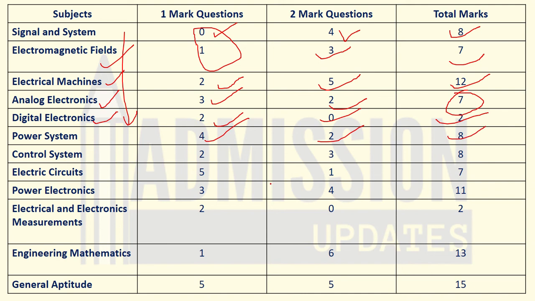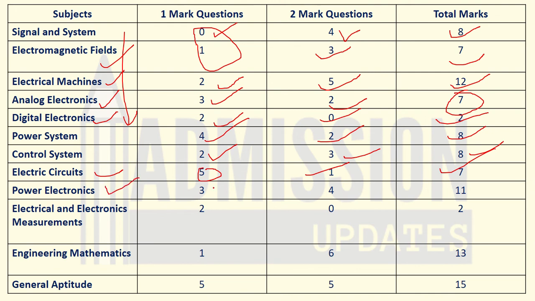Next is control system. In control system, 2 questions of 1 mark, then 3 questions of 2 marks, and total weightage of the chapter was 8 marks. Next is electric circuit. In electric circuit, 5 questions were of 1 mark, then 1 question was of 2 marks, and then the total weightage of electric circuits was 7 marks.